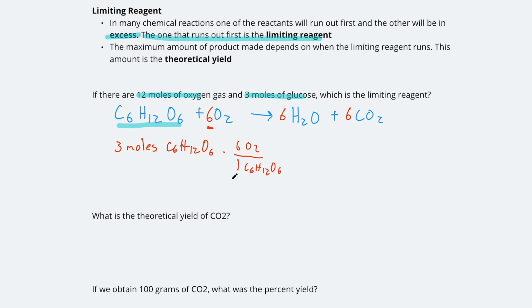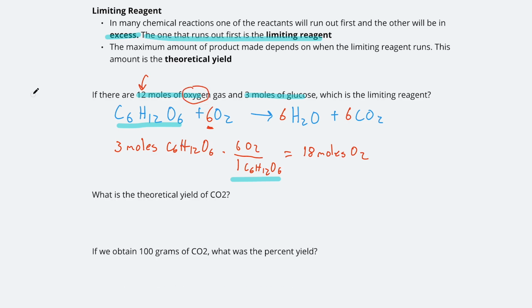And again, what this term is saying is that we need 6 times the amount of O2 as we do C6H12O6. So when we multiply that out, that means we're going to need 18 moles of O2. And if we look at what we're given, we're only given 12 moles. So that means we do not have enough O2, which means oxygen is the limiting reagent.